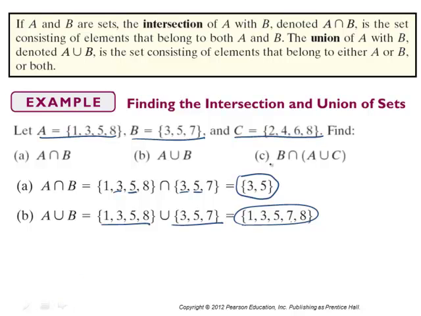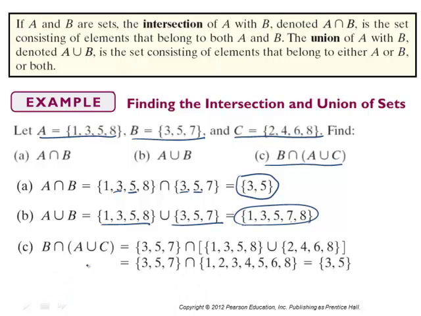All right, let's take a look at the third problem here. We're being asked to find the intersection of B with the union of A and C. So what you need to do is to do what's in the parentheses first. Let's take A union C. So here, over here is A union C. And A union C is this set right here. And then you take the intersection of that with B. And of course, you'll end up with the 3, because 3's here and here. And 5, which is here and here.